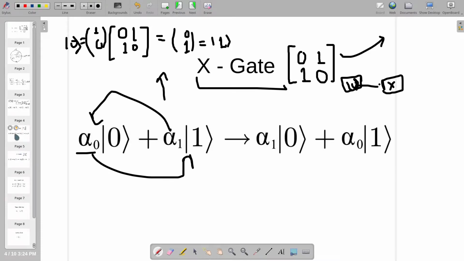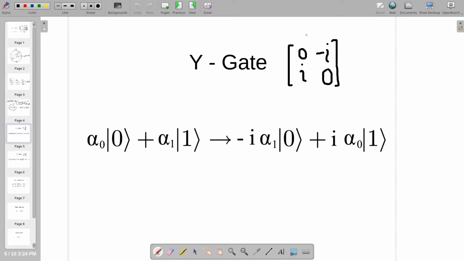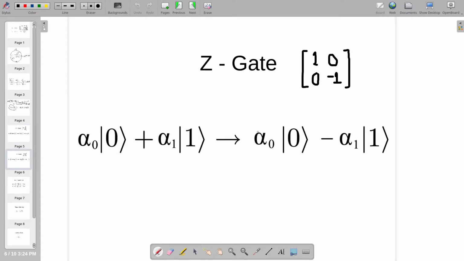Moving on, we have the Y gate and the matrix associated with it, [[0, -i], [i, 0]]. It does the same thing. It basically shifts the state of a given qubit along the y-axis. So it swaps and also adds in the imaginary unit i because it moves along the y-axis. So it went from alpha 0 |0> to -i alpha 1 |0> plus i alpha 0 |1>. And the same goes for the Z gate.